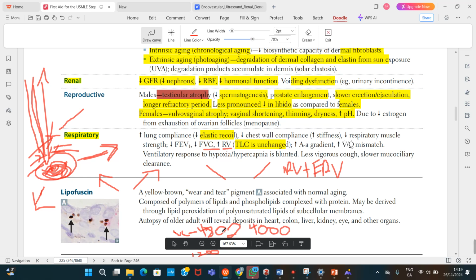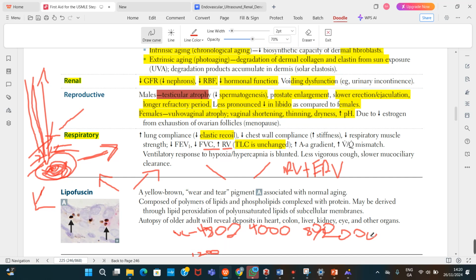Now, because of this aging, we cannot take out the whole 4,000. How much volume of air do you think will be remaining in that lung? 800. So the normal volume of air that should be remaining in the lung is the residual volume, which is 1,200. So this 800 will be joining this 1,200. Residual volume is now going to be what? 2,000. So 2,000 plus 4,000 is what?